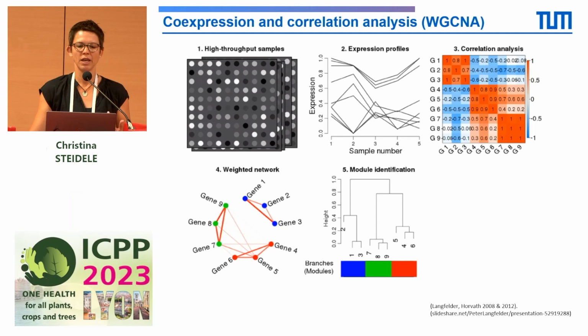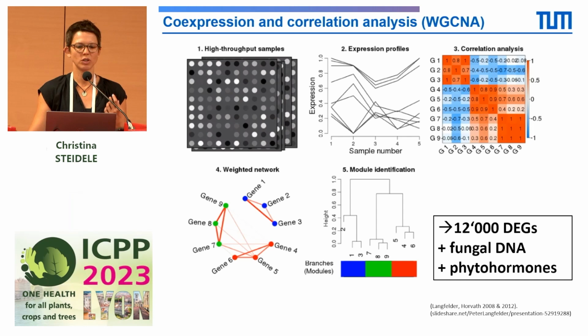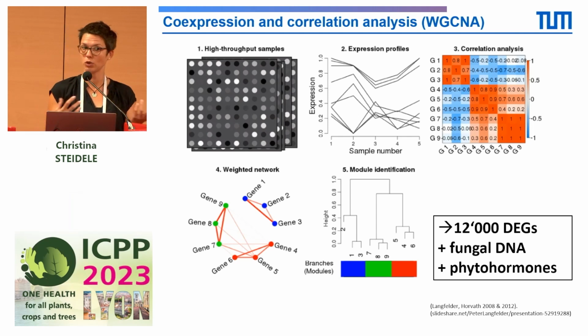And the really nice thing about this package is that you can not only do this with your transcriptomic data, but you can also correlate, for example, the amount of fungal DNA with your transcriptomic data. In our case, we have also measured several phytohormones that can also be correlated with those modules, and then you get a feeling which of your modules and which of your gene sets are probably correlated with fungal DNA, and therefore might be interesting to look at in terms of infection or drought stress.